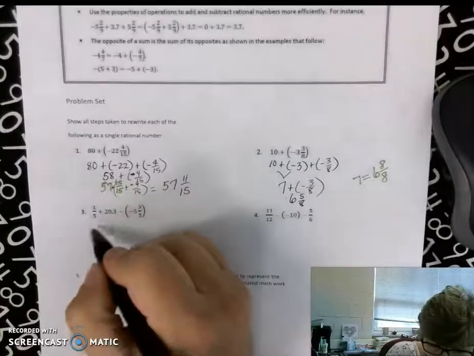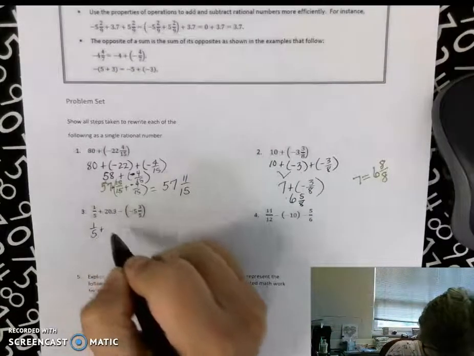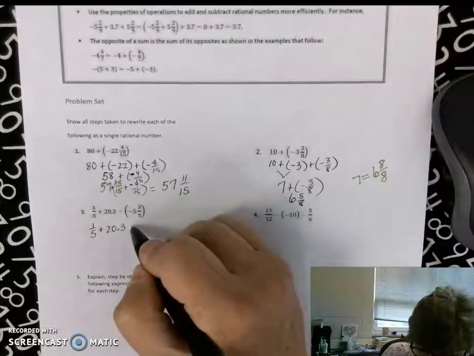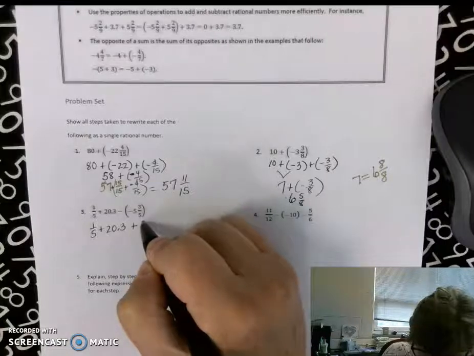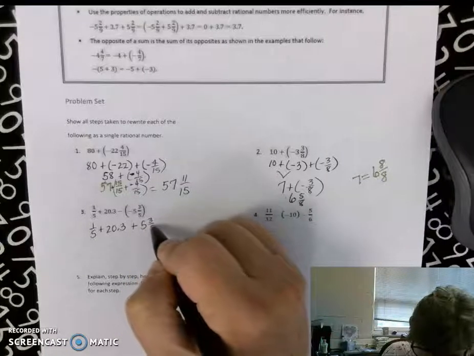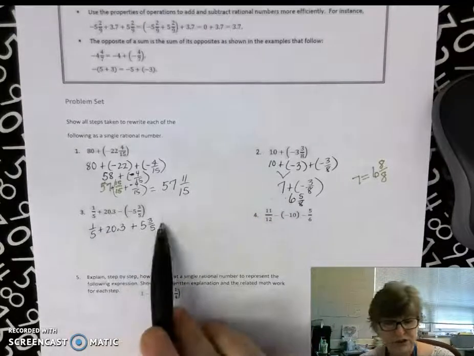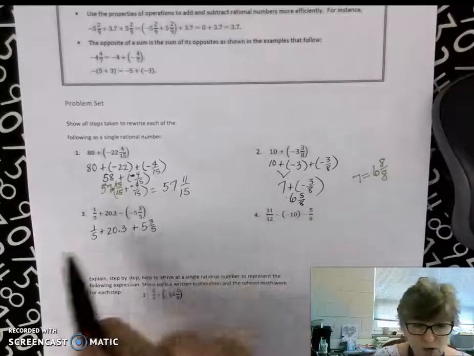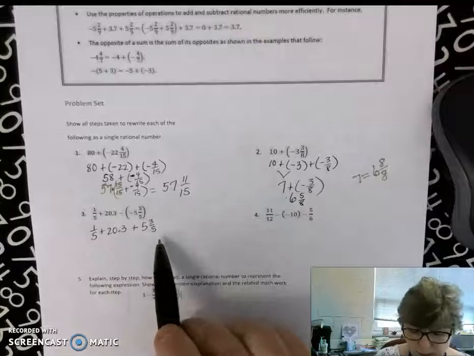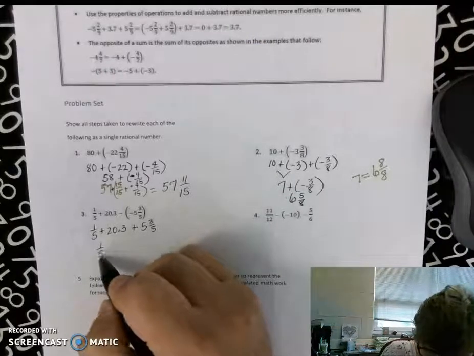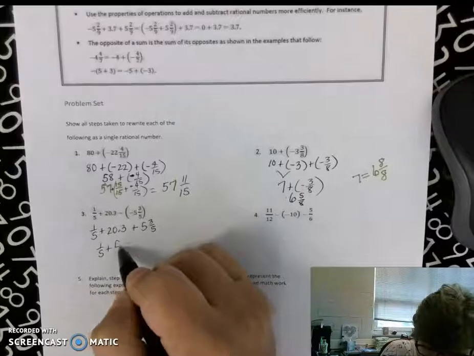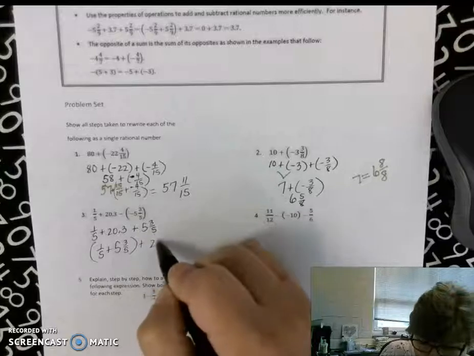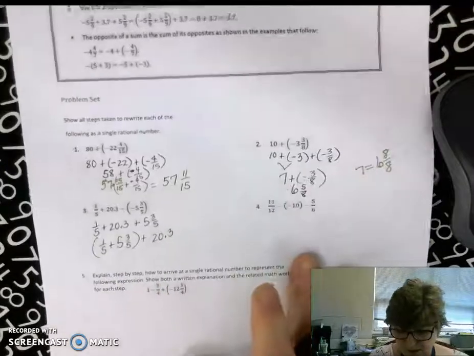All right, number 3, 1/5 plus 20 and 3/10. Remember, we're going to add the opposite. Now we have two fractions here, or a mixed number and a fraction. They actually have the same denominator. So I'm going to use the associative property and group those together. 1/5 plus 5 and 3/5 plus 20 and 3/10. Okay.